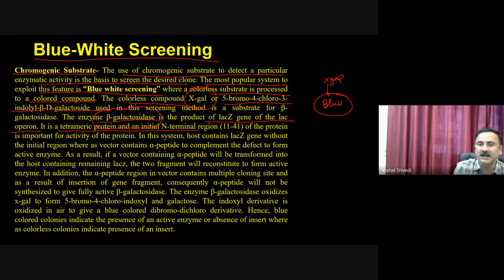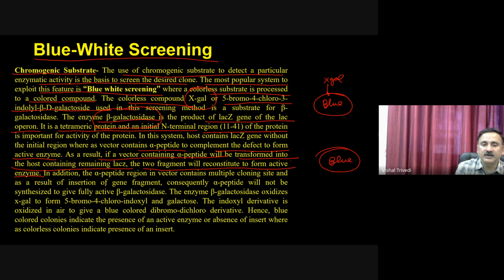Beta galactosidase is the product of the lacZ gene of the lac operon, and it is a tetrameric protein. It has an initial N-terminal region which is called the alpha factor or alpha peptide. This initial portion is removed, and then you clone that initial portion into a different vector so that you can complement the defect to form the active enzyme. So if the vector containing the alpha peptide is transformed into the host containing the remaining lacZ, the two fragments will constitute to form the active enzyme. This means when they form the active enzyme, you are going to get a blue colony.